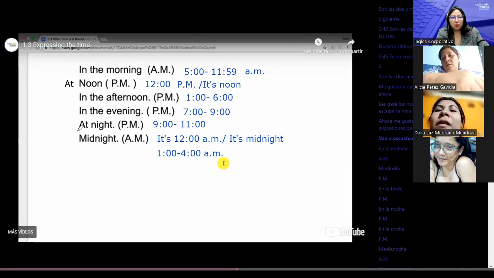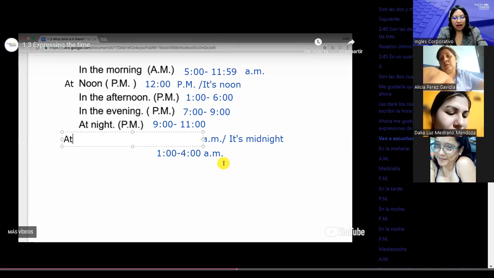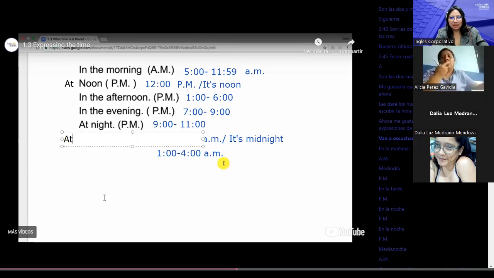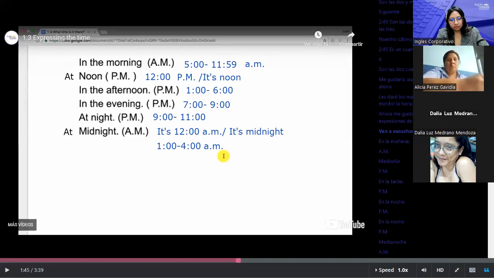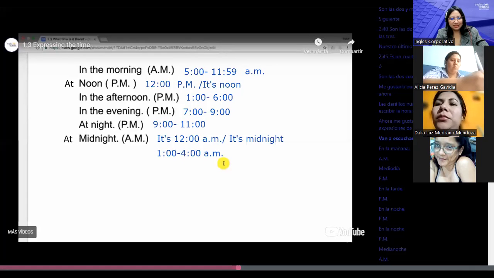What time do you watch TV? ¿A qué hora ves televisión? Oh, at night. Solo a esa hora tengo tiempo. At night. ¿A qué horas te acuestas porque estás haciendo tareas? Look. At midnight. En la medianoche. Ok. Questions. Preguntas sobre estos. Se los voy a compartir también en el WhatsApp para que les quede esa información ahí registrada. Ok. Questions about this. Preguntas.